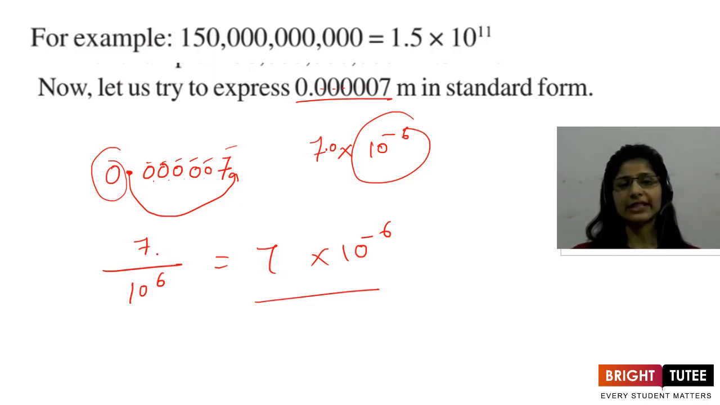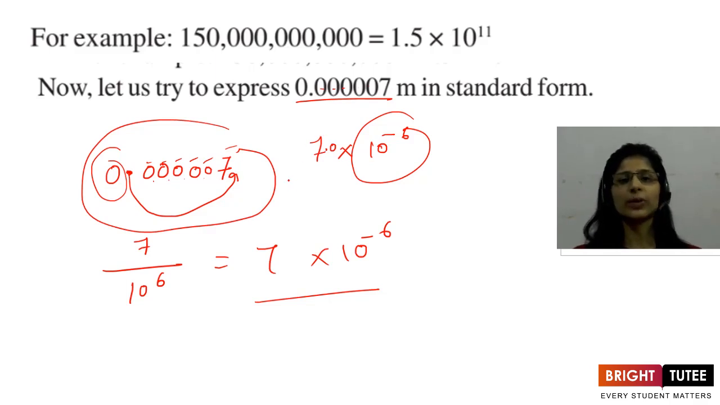So when you do that, you remove the decimal and you write it, because this is not the standard form. In standard form, the whole part should be a natural number. It should not be 0. So 7 is a natural number in this, and we wrote 7.0. So we have shifted the decimal towards right.